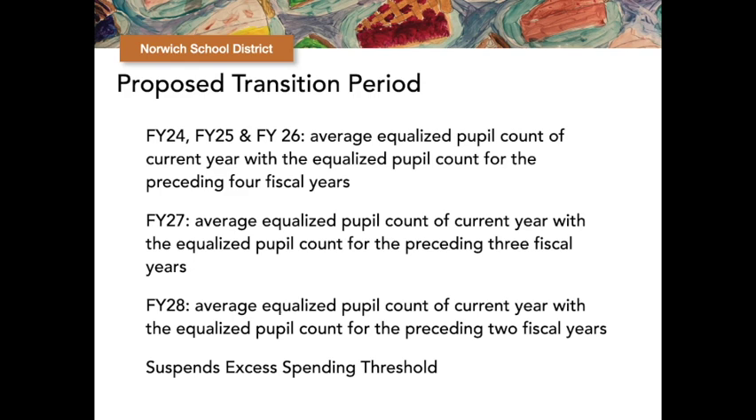A little more information on the proposed transition period. For fiscal years 24, 25, and 26, the equalized pupil count is averaged with the prior 4 years. In fiscal year 27, the count is averaged with the prior 3 years, and in fiscal year 28, the count is averaged with the prior 2 years. Throughout the duration of the implementation, the excess spending threshold is suspended.